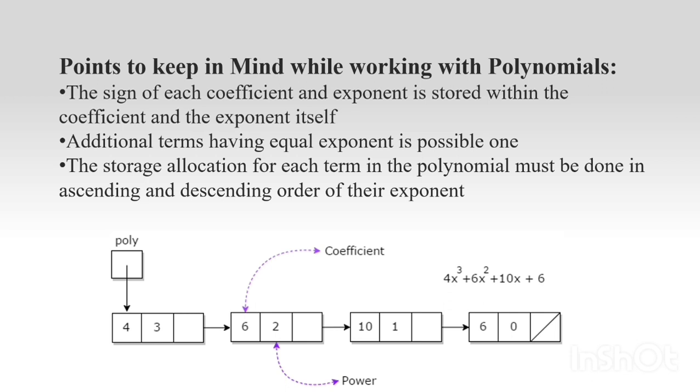Addition of terms having equal exponents is possible, so we cannot keep duplicates having equal exponents. The storage allocation for each term in the polynomial must be done in ascending or descending order of their exponent. We have to do sorted insertion, which means we either represent the polynomial from the lowest degree or the largest exponent. Let us see the program and the visualization so that we have a clear explanation of this representation of polynomials.